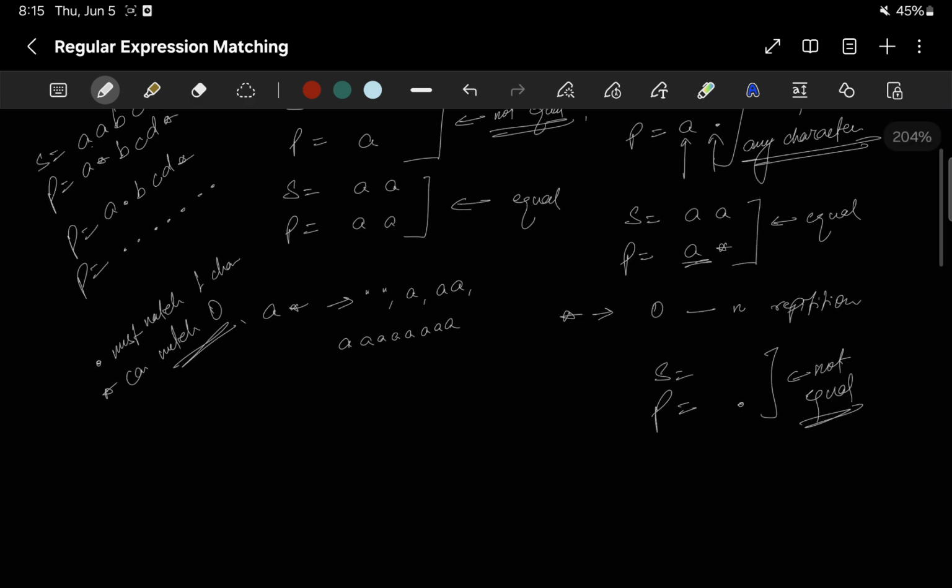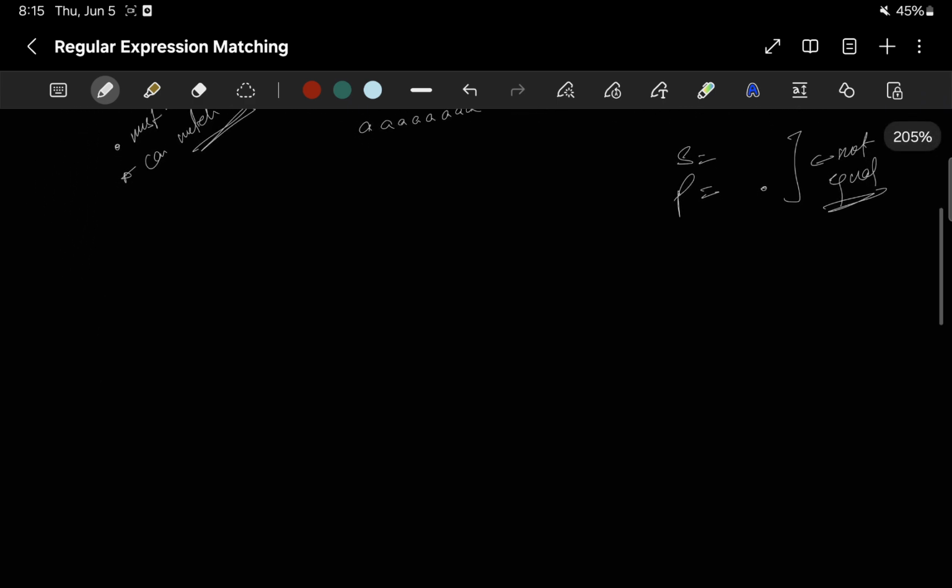Now there is another test case. Let's say S is AB and P is dot star. Do they match? Yes, since dot can replace any character, so dot can replace A, and so now P becomes A star and A star matches, right? Dot can replace anything, so this can be the answer, meaning equal.